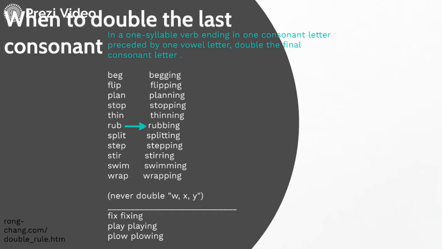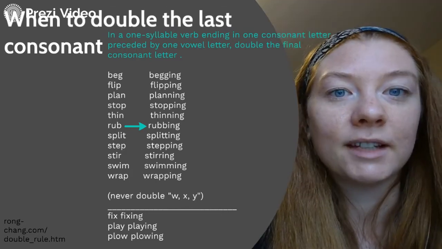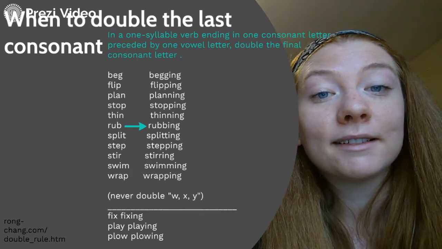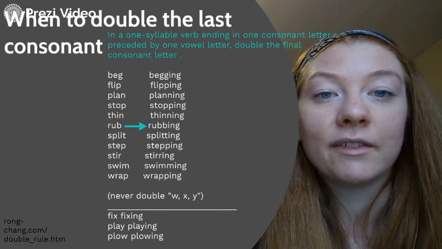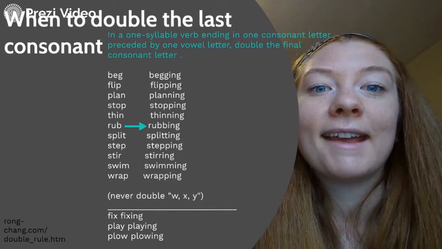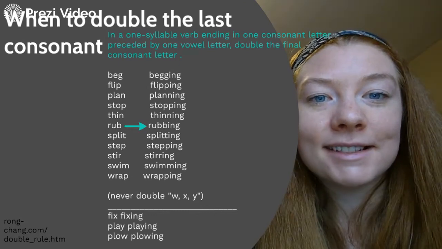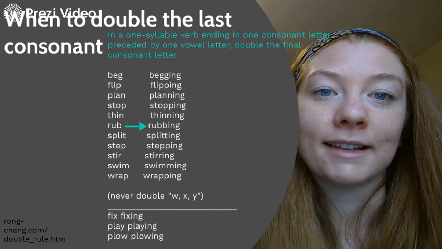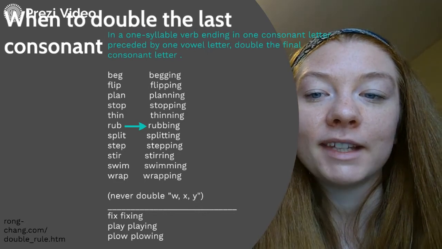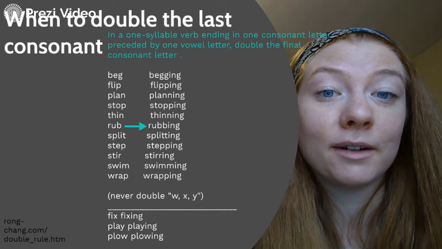Flip turns to flipping, plan to planning, stop to stopping, thin to thinning, rub to rubbing, split to splitting, step to stepping, stir to stirring, swim to swimming, and wrap to wrapping. And that's not all. There are plenty more. So be aware of that pattern. If there's a one-syllable word and you are adding ing to it, just check to see if you need to double that last consonant. Now, you don't have to do that with all of them.